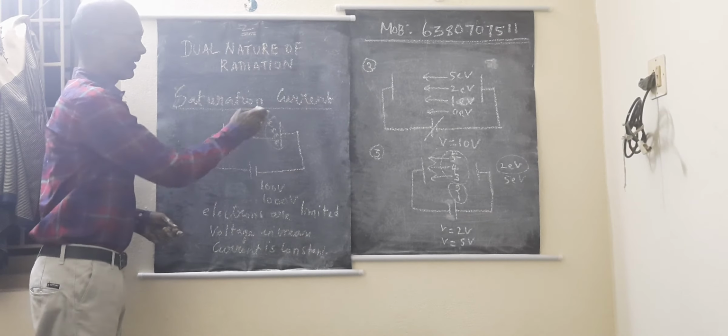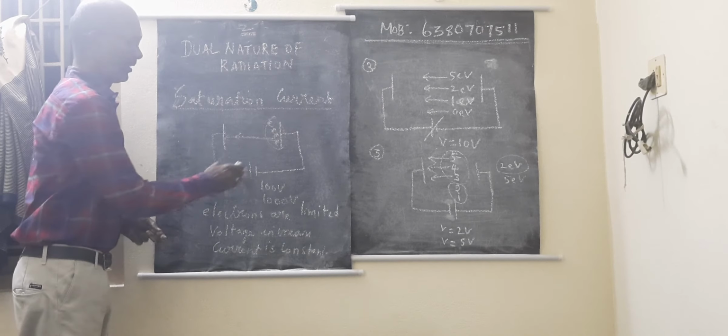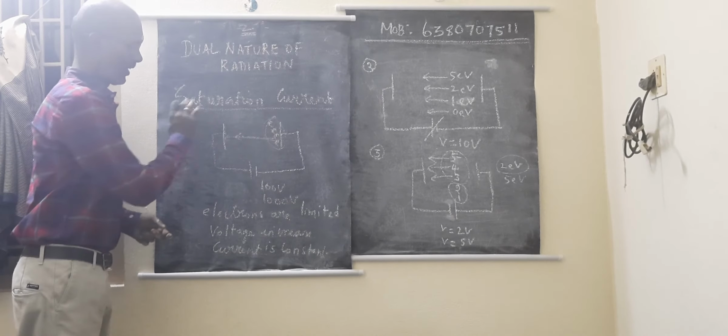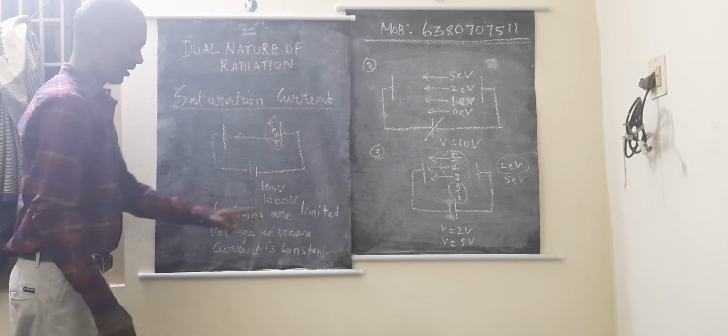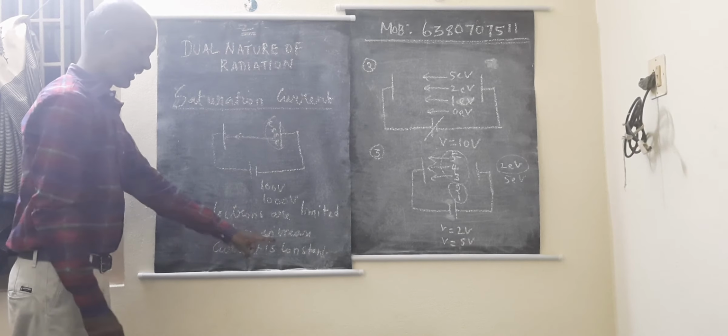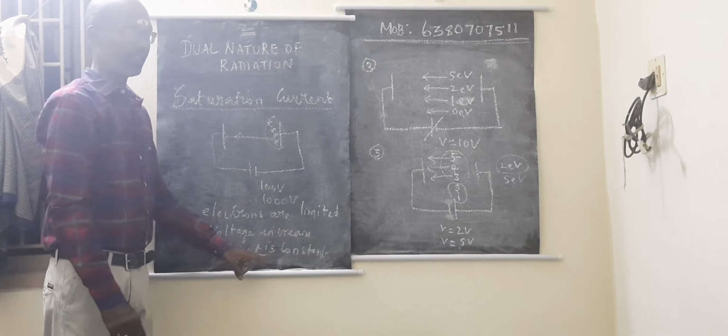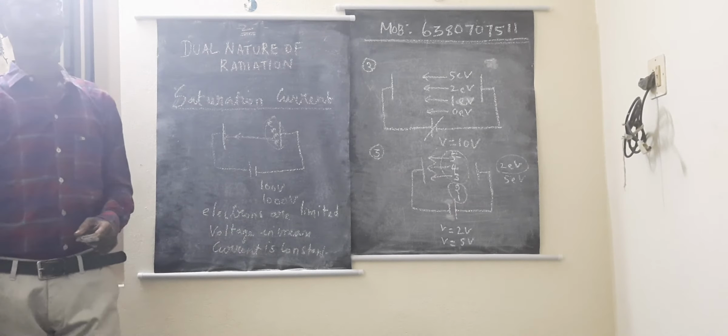If 100 volt is applied, the 5 electrons will come here. If 1000 volt is applied, the 5 electrons will come here. So electrons are limited. When voltage is increased, current is constant. That current is called saturation current.